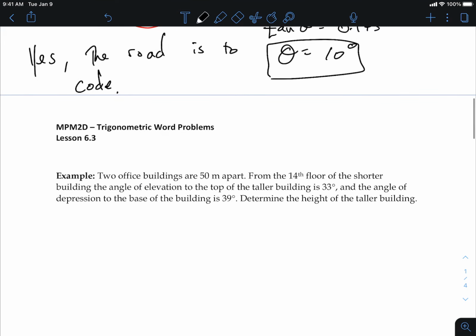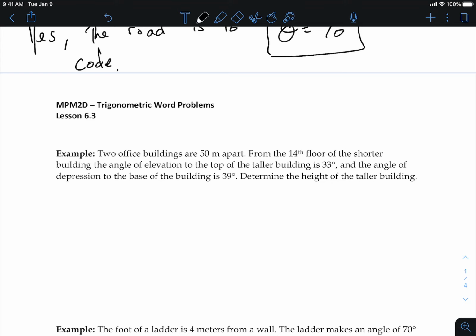What's next? Let's do another one. Got two office buildings here. Wait, do we have a quiz there? Yes.